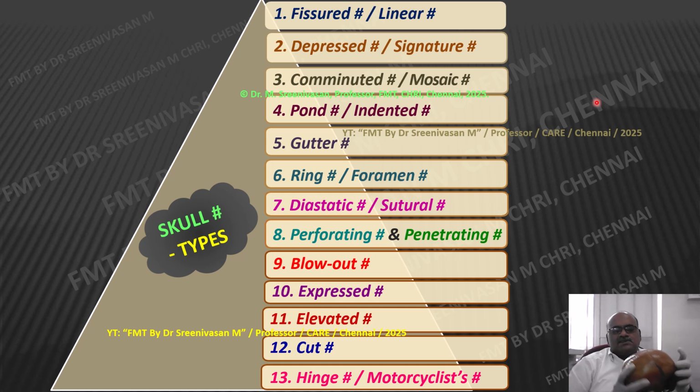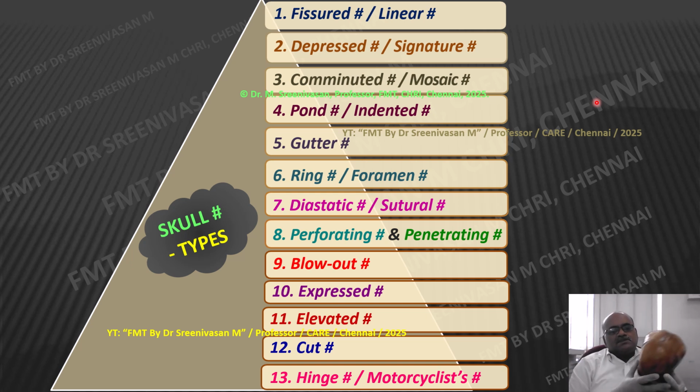Diastatic or suture fractures occur in young individuals and children, as well as adults less than 30 years, due to non-fusion of the cranial sutures, commonly involving the sagittal suture, where the fracture line runs along the cranial sutures. Okay, there will be a fracture separation of the skull bones along the suture lines. They are called diastatic or suture fractures.